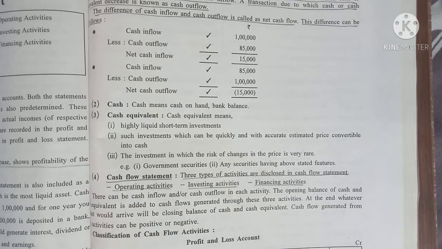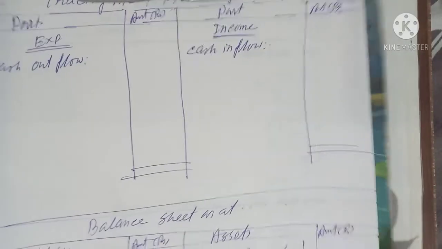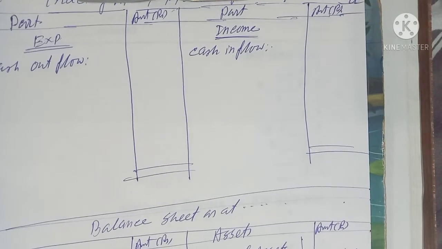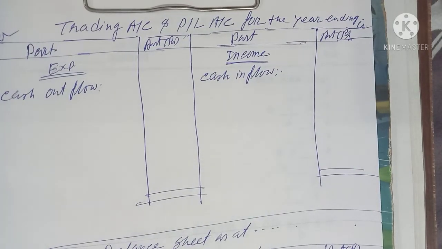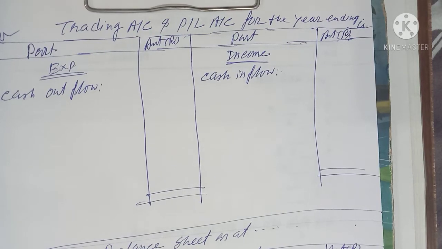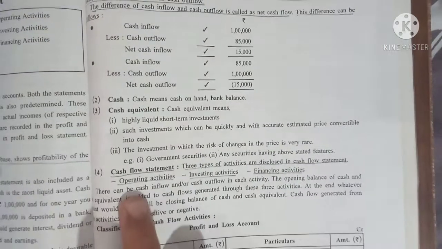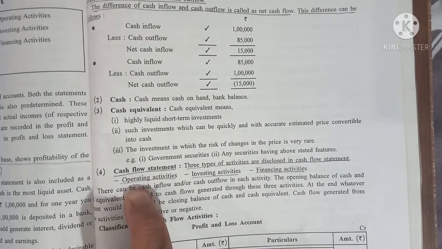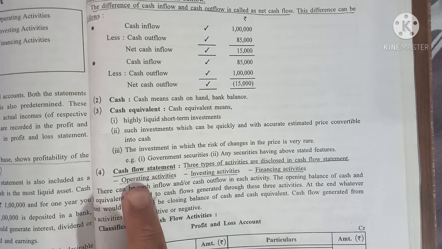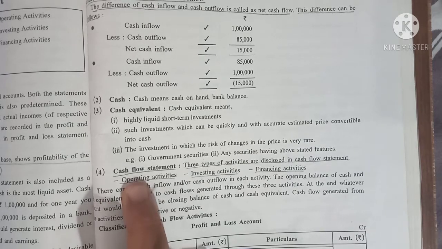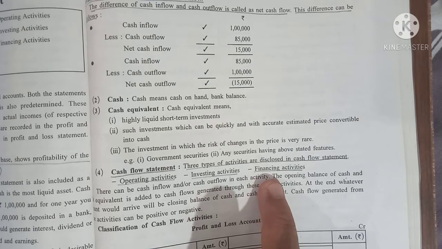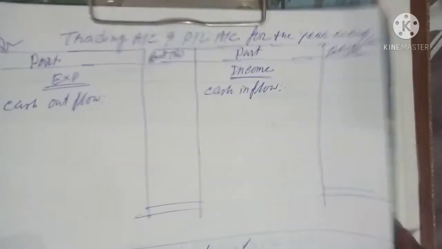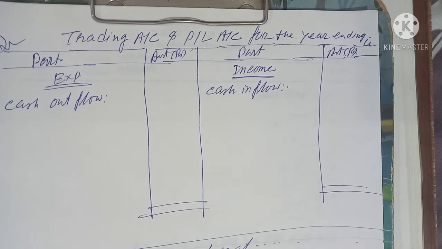For that, I made one format, or chart. From there you can easily understand where cash comes from and where cash goes, either in your operating activities, your investment activities, or your financial activities. In all three activities, cash may come and cash may go, that means cash inflow and cash outflow both are there. Let me explain these three. After that, I will tell you how cash comes in and goes out.